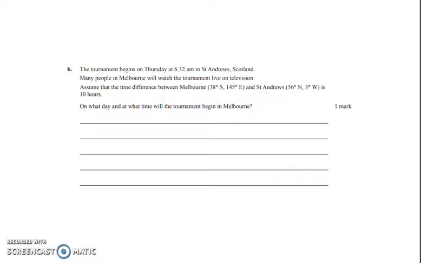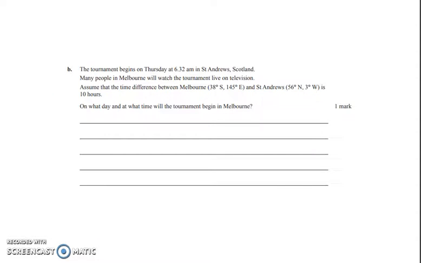Hi there, this is a question from 2016 exam 2 from the geometry and trigonometry section. This is question 3b. The tournament begins on Thursday at 6:32 AM in St Andrews, Scotland. Many people in Melbourne will want to watch the tournament live on television. Assume that the difference between Melbourne and St Andrews with those coordinates is 10 hours. On what day and what time will the tournament begin in Melbourne?